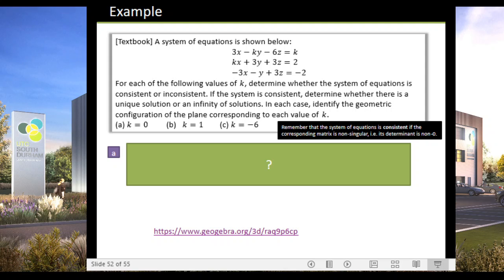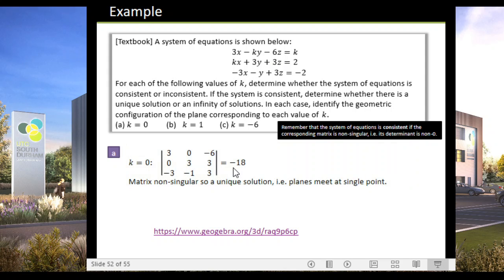Assuming you have had a good go at that now, let's have a look first of all at k equals 0, what we should do, and then what that looks like geometrically. So k equals 0. We're just going to substitute k equals 0 into this. So we've got 3x minus 0y minus 6z equals 0, and so on. You're going to find the determinant of that matrix. You're going to find this equal to minus 18.